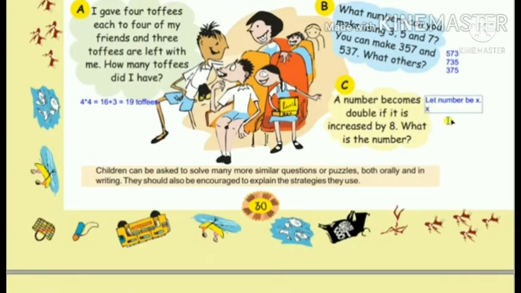Next question. A number becomes double if it is increased by 8. What is the number? So the number is 8. Increased by 8 is 8 plus 8, that is 16. So it is double the number. So the number is 8. You can write the answer in your textbook.